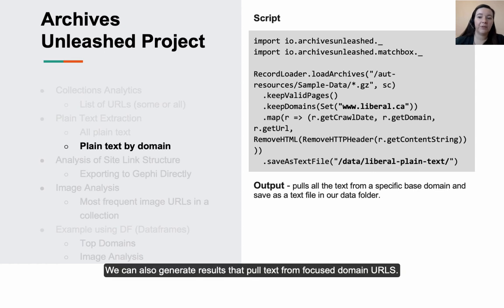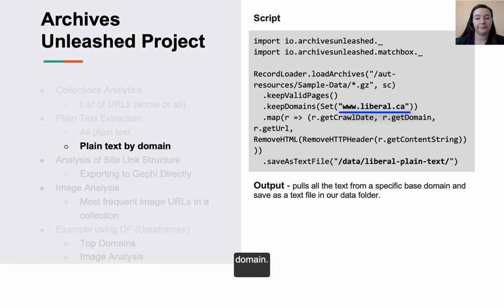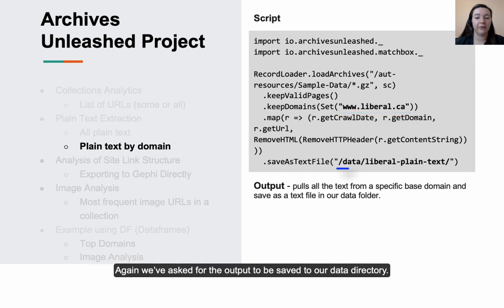We can also generate results that pull from focus domain URLs. So the following script is going to generate a plain text rendering for all of the web pages in a collection with a URL matching filter string. So in this case, we're only considering the plain text from the liberal.ca domain. And again, we've asked for the output to be saved to our data directory.